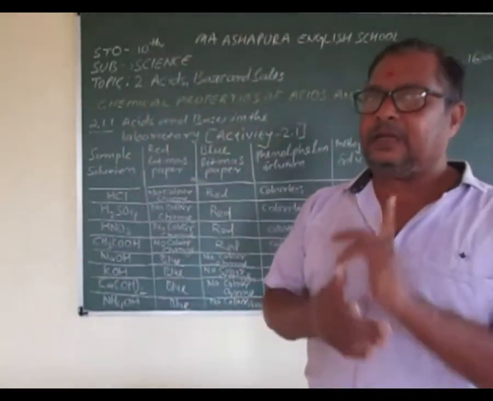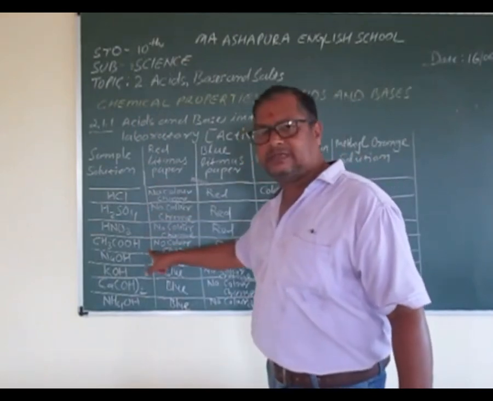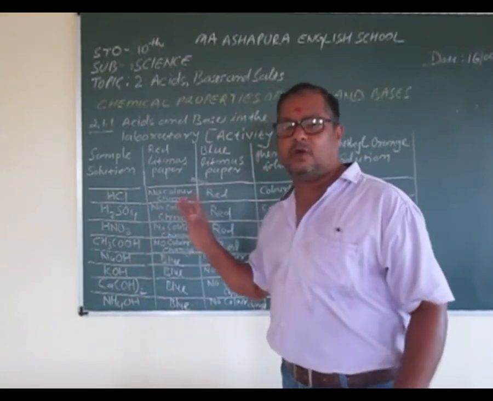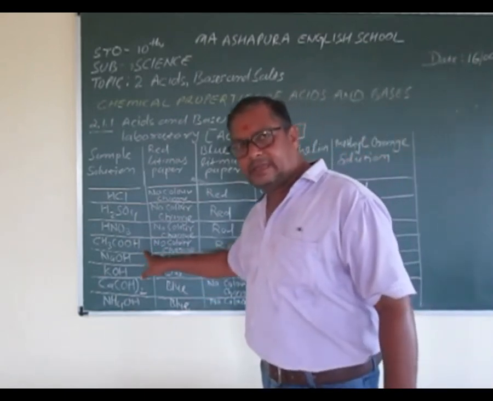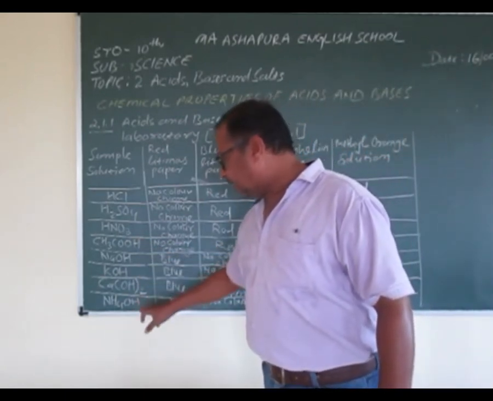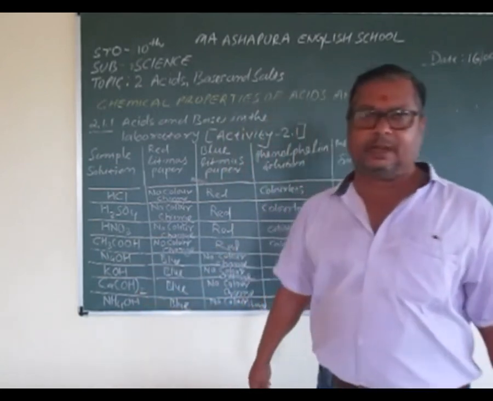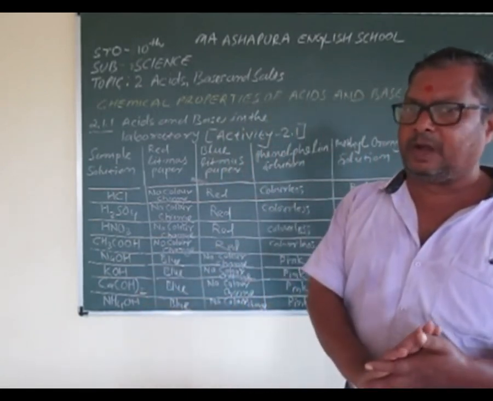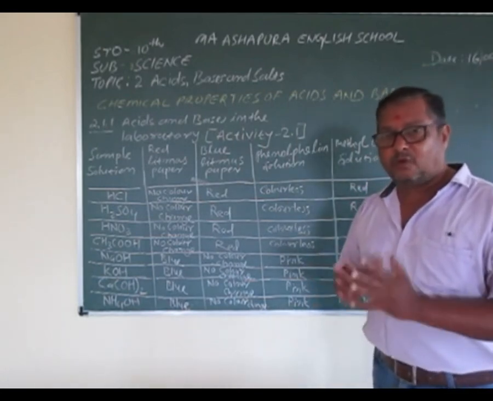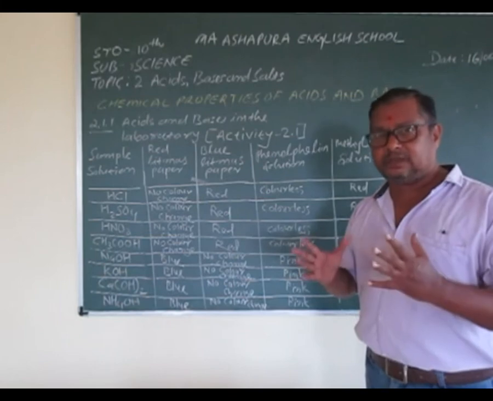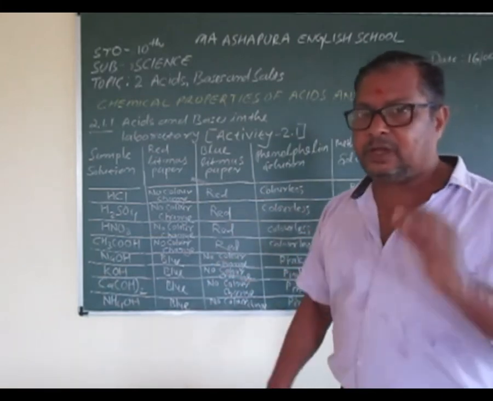So we write down here. One more thing, remember sample number 4 from the acid group, CH3COOH, acetic acid, is a weak acid, and number 4 from the base group, NH4OH, ammonium hydroxide, is called a weak base. What is a weak acid and what is a weak base? We will discuss that in further videos.